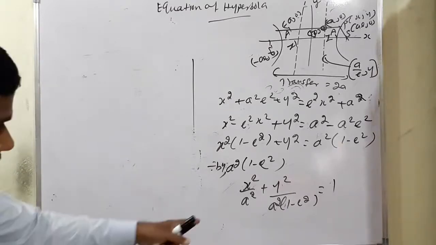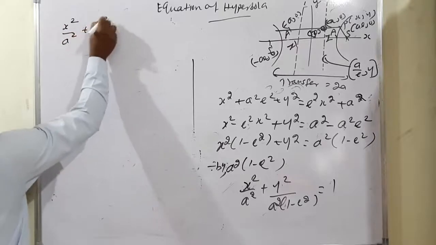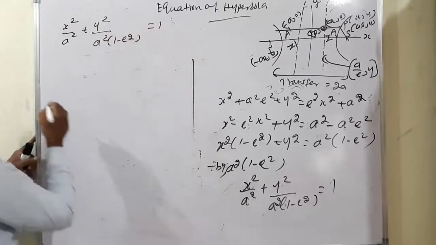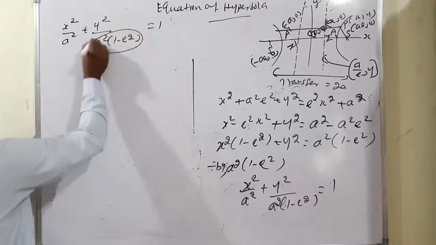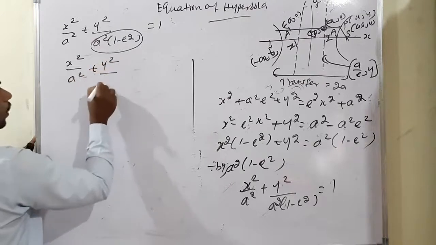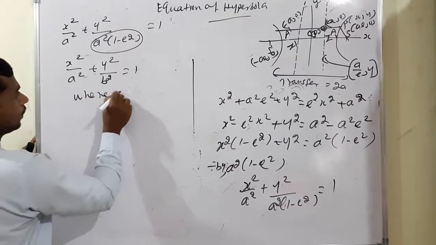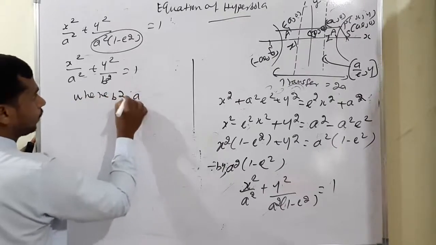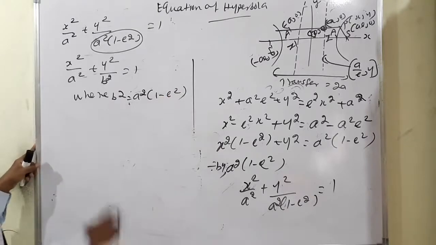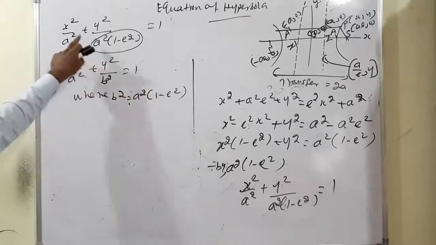After deriving the last term, what is the last term? x square by a square plus y square divided by a square into 1 minus e square is equal to 1. So, this whole term is considered for b square: x square by a square plus y square by b square is equal to 1, where b square is equal to a square into 1 minus e square. Now, already we know the main condition equation of hyperbola, minus will come.